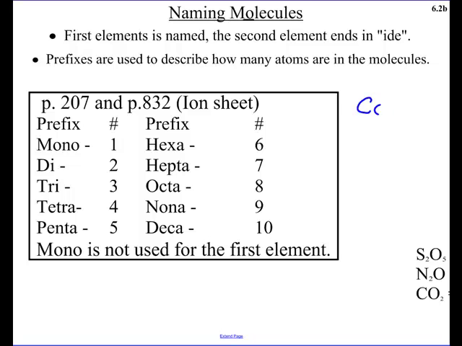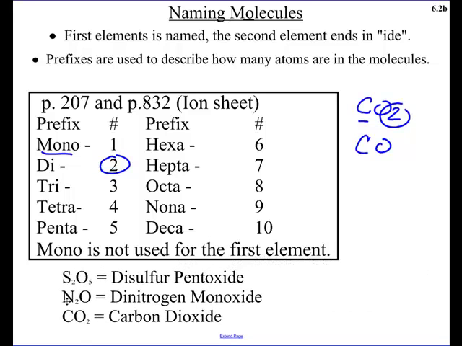So something like this, CO2, is simply carbon, and 2, the prefix is di, right? So this is carbon dioxide. This would be carbon monoxide. Mono means one, all right? And so it's really pretty straightforward. Here's three things right here. S2O5, what would you call that? Well, you'd call it disulfur. What's 5? Pentaoxide. This would be dinitrogen. Notice I'm not putting IDE at the end. Dinitrogen monoxide, carbon dioxide, as I already said. So I've got those written out there. You can write those down.